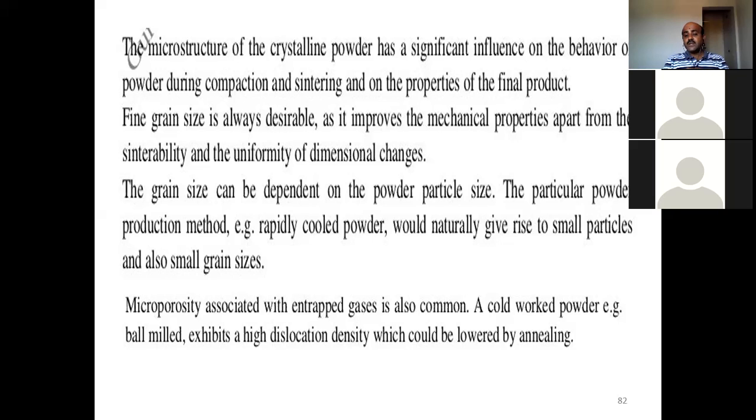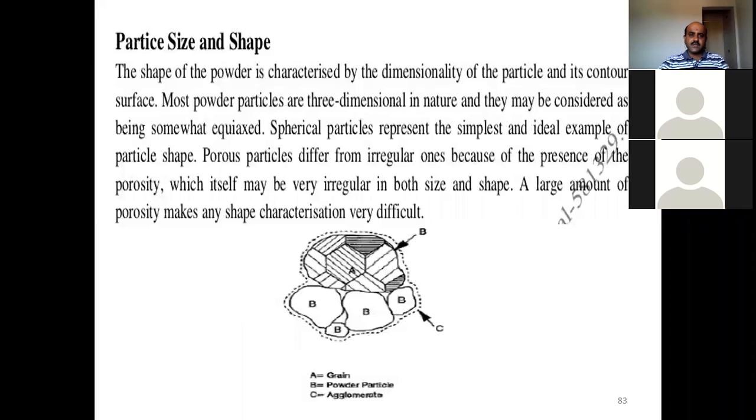Microporosity associated with entrapped gases is also common. A cold worked powder, for example from a ball mill, exhibits a high dislocation density, which could be lowered by annealing. These are different things, and we will discuss them in detail later. Next comes particle size and shape.